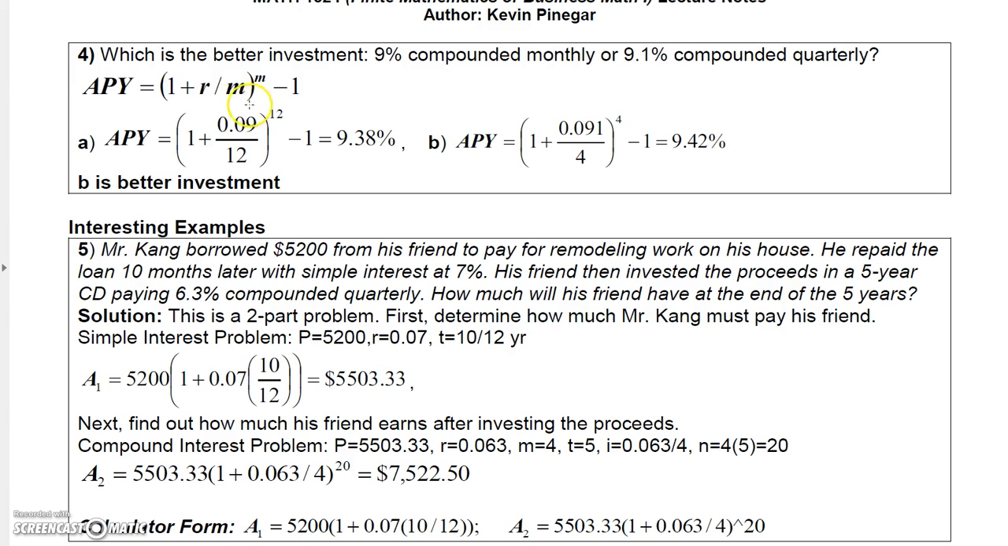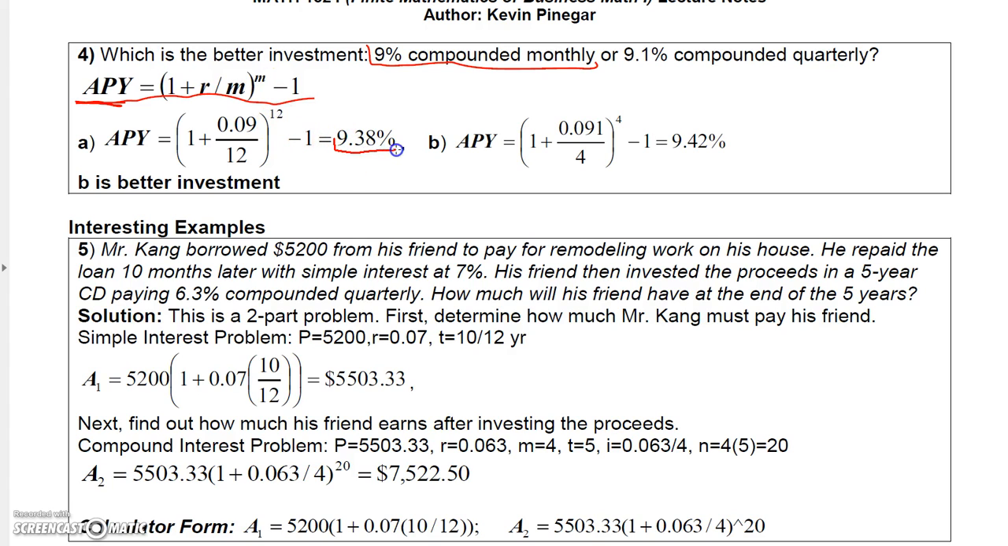Sometimes it's difficult to compare investments, but if you calculate the annual percentage yield of two investments, you can determine which is better. I'll let you read the literature on the APY that's in the notes. But basically, this is the formula to calculate APY. So if you're given 9% compounded monthly, then here you know r is 0.09 and m is 12. And so we can calculate the APY by just saying 1 plus 0.09 over 12 raised to the 12, minus 1.